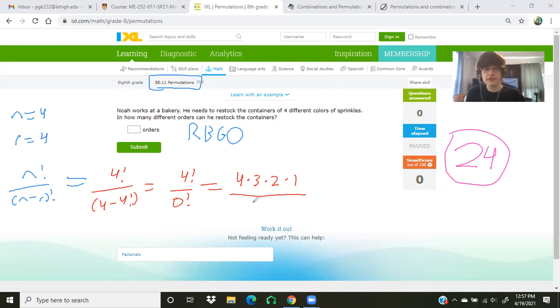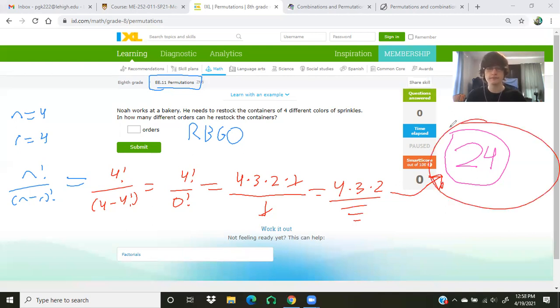Well, 0 factorial, through some very complicated math, way beyond even my understanding, equals 1. Don't ask me why, I don't know. But 0 factorial is equal to 1. Then we can see that these 1's will cancel. So all we're left with is 4 times 3 times 2. If you put this in your calculator, or solve it in your head or on paper, you will find that this is equal to 24.